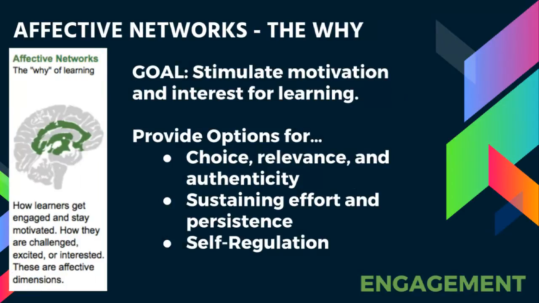Then, lastly, we have the affective network, or the why of learning. And this is really the key part, because if students aren't motivated to actually learn the content or interested in learning the content, what's the point? So stimulating motivation and interest for learning is the goal. To provide options for choice, relevance, and authenticity, we have sustaining effort and persistence and self-regulation. So those are the options that we want to provide our students.